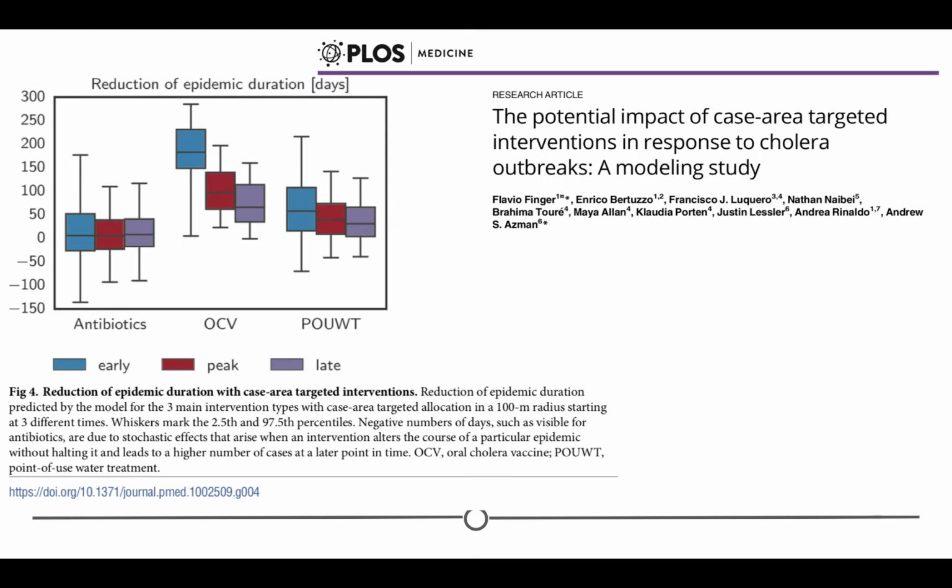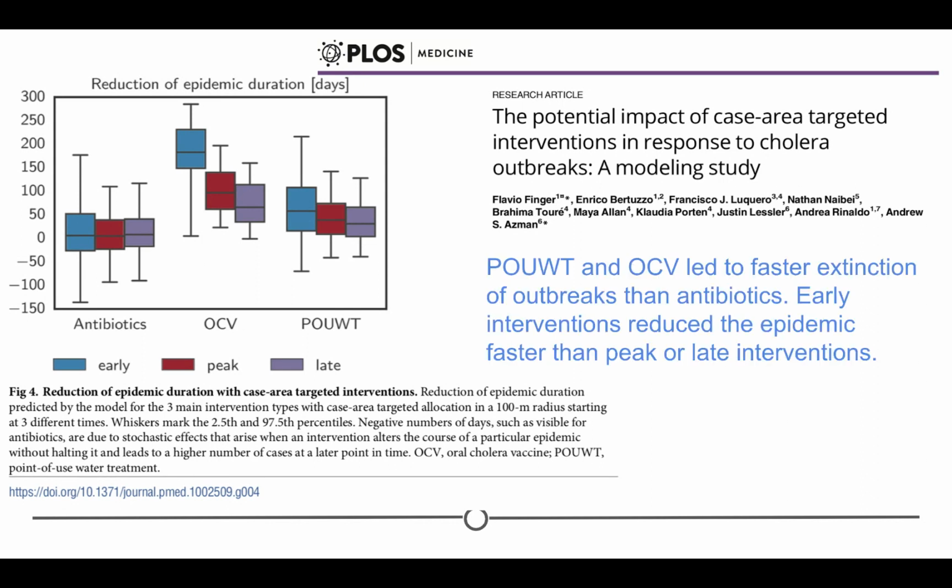Okay, so here's a real example. This example studies the impact of case-area targeted interventions in response to cholera. This box plot shows 3 different interventions: antibiotics, an oral cholera vaccine, and point of use water treatment, started at 3 different times: early, peak, and late. Early is depicted in blue, peak in red, and late in purple.